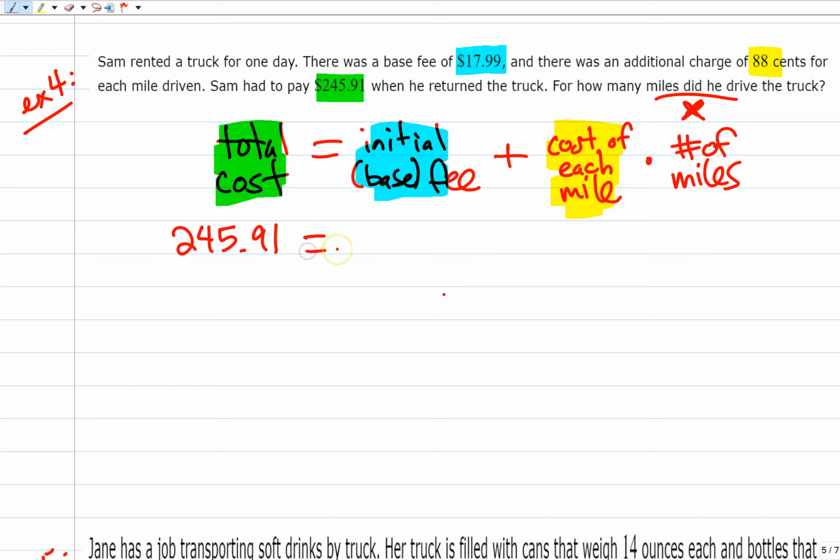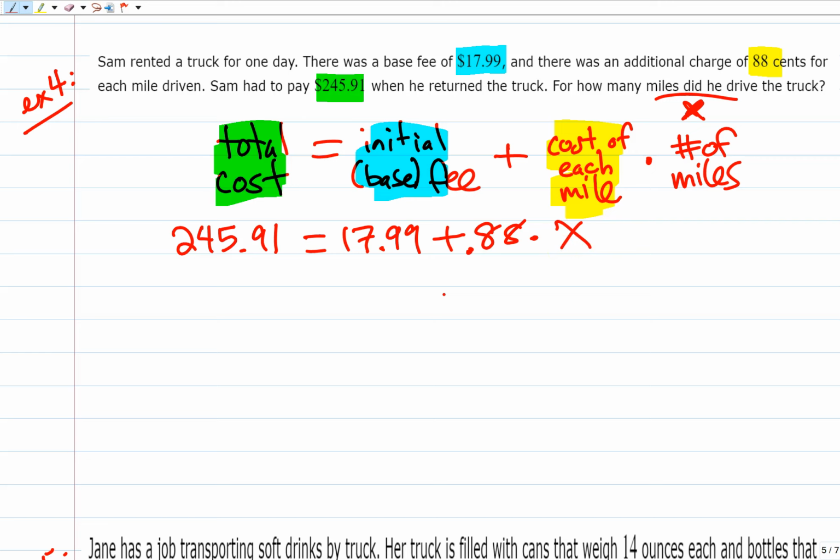And that should equal the initial base fee, which was $17.99, plus the cost of each mile, which was, don't put 88 here, right? That basically says I'm spending 88 bucks. Since I'm dealing with money, if I'm dealing with all these as dollars, this needs to be 0.88 or 88 cents. Good call on that, right? Yeah, I wish I was charging people $88 a mile, right? But we're not going to do that. 88 cents times X.